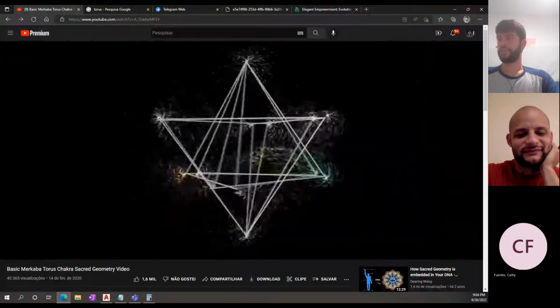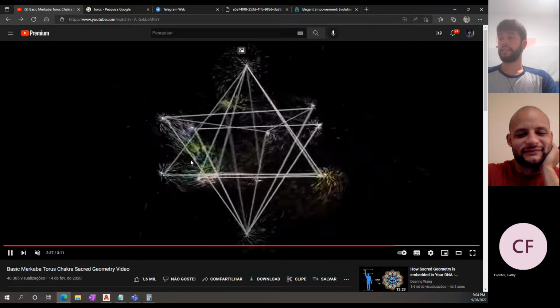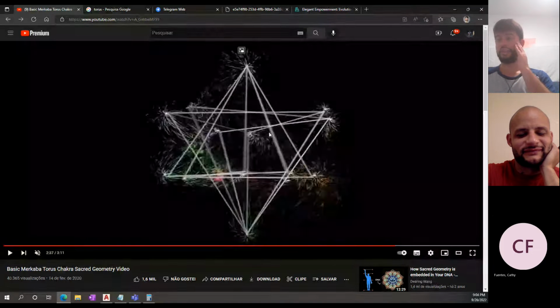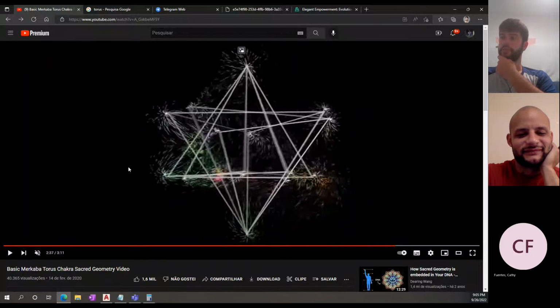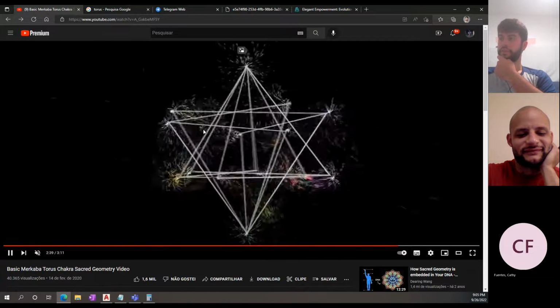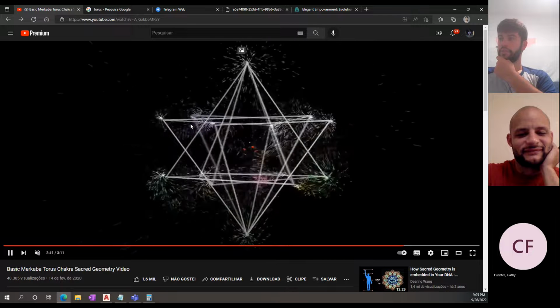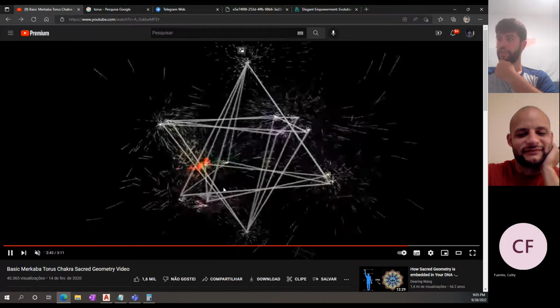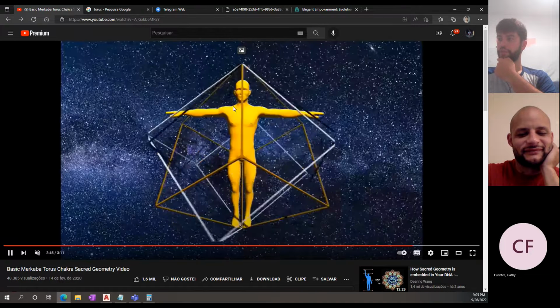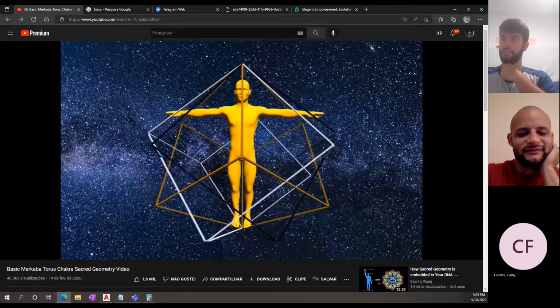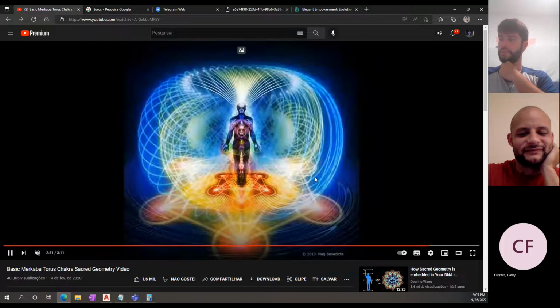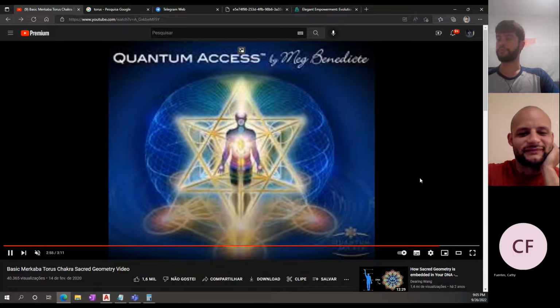That's the type of thing we'll need to visualize in the last step of the Merkaba meditation. It's showing two here. We're actually going to have three. We're going to have two counter-rotating ones and one fixed. So that one really relates to the exercise you're going to do.